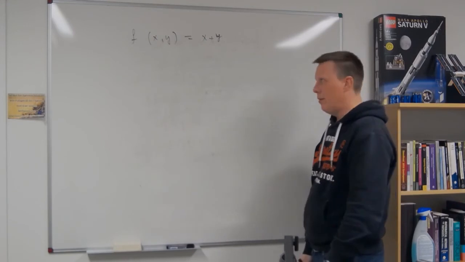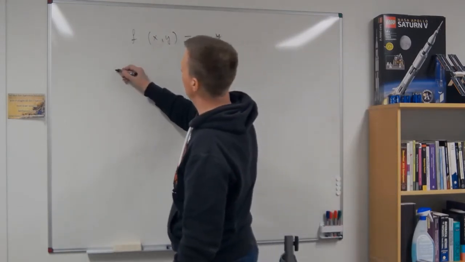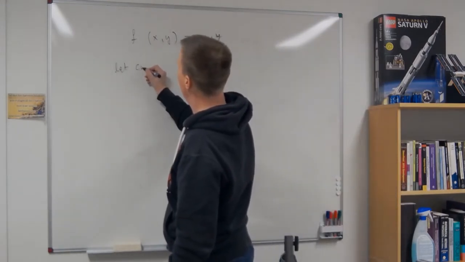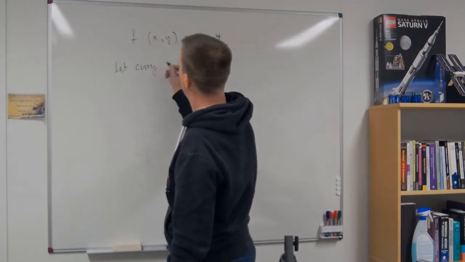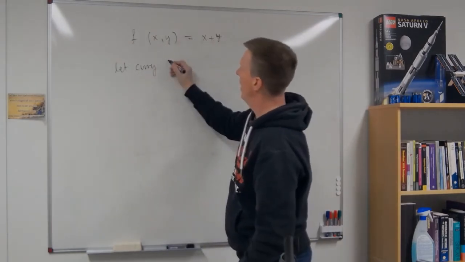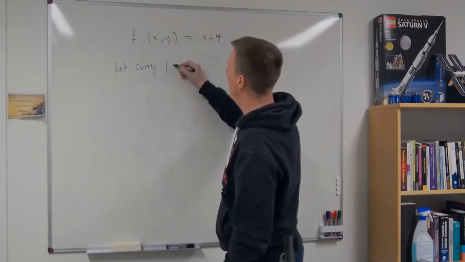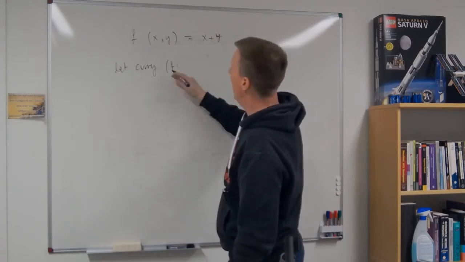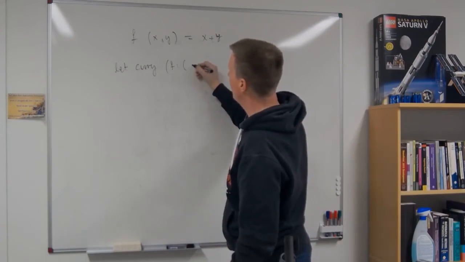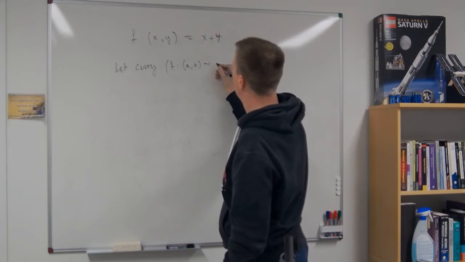And how could I do that? Well, we can define a function, let curry, and it takes two arguments. The first argument I'm going to call f. And I know that f is going to be a function from a pair, a, b, to c.